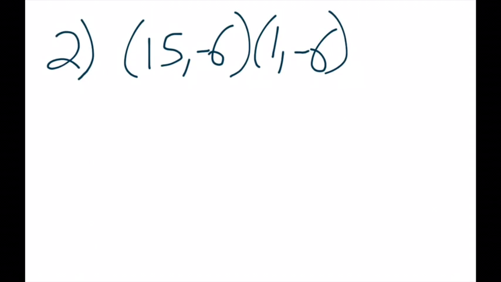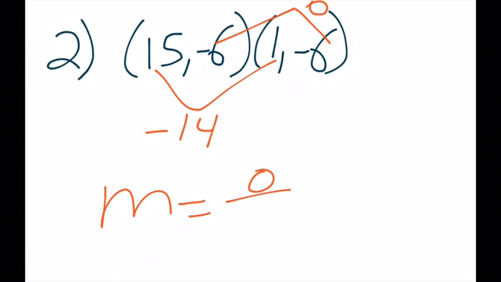Problem number 2, we want to find our change in y over our change in x. So we're finding our slope. So from -6 to -6, that is 0. From 15 to 1, that is a -14. So my slope is 0 divided by -14, which is just 0.